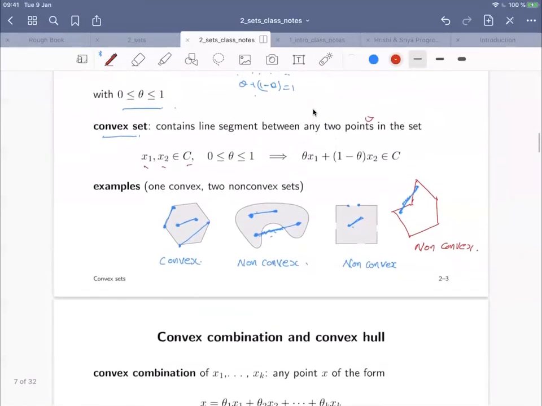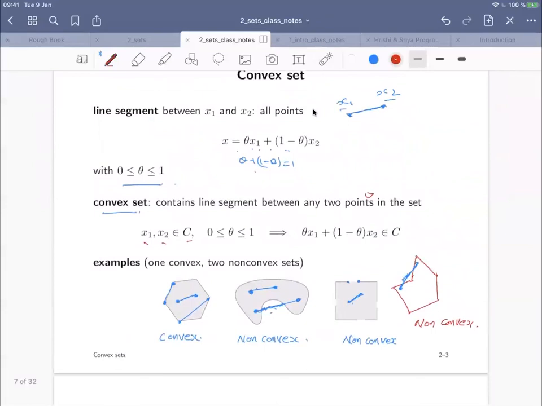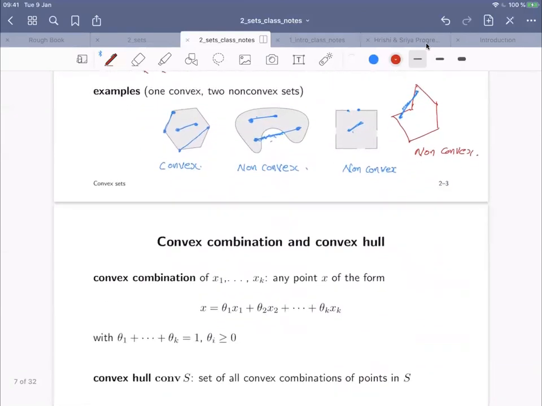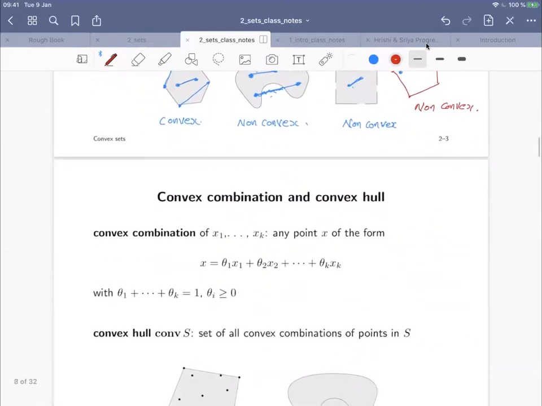So we saw what is a convex set. What is a convex set? A set is said to be convex if you pick any 2 points and take the convex combination. That means a line segment between those 2 points, and that line segment should be contained within the set. Then the set is called a convex set. Okay, so we saw what is a convex set. Next is convex combination and convex hull.